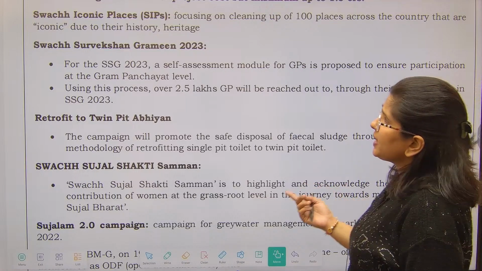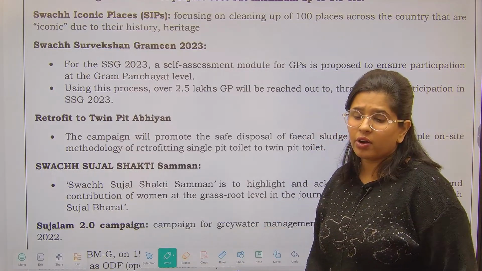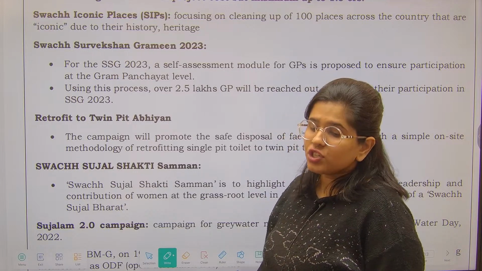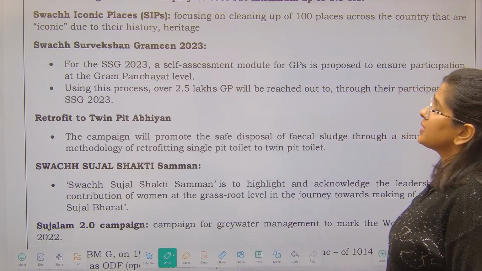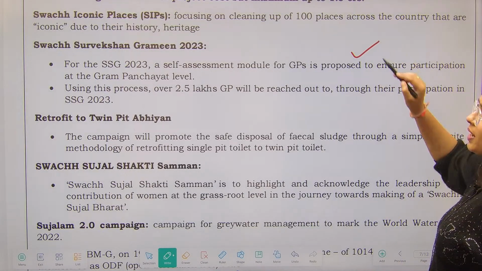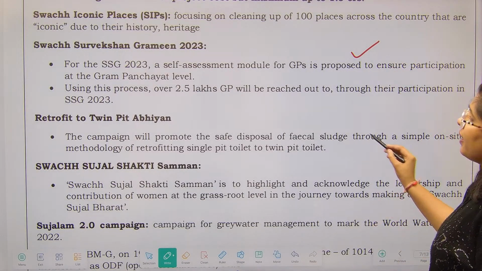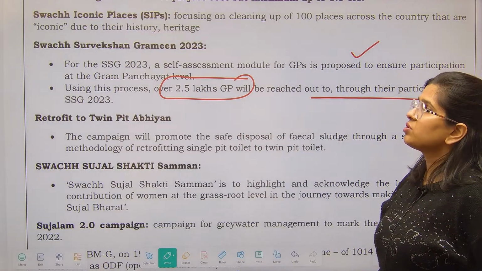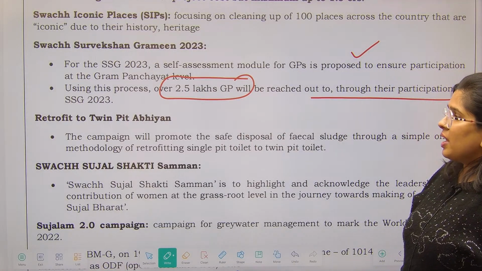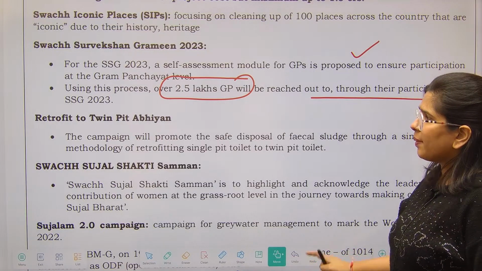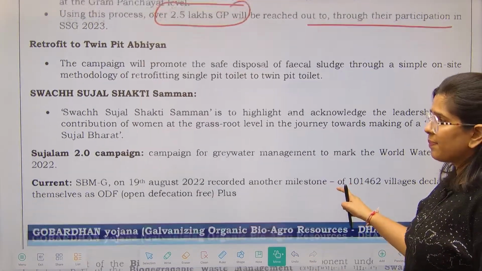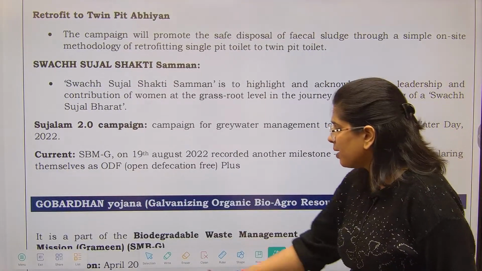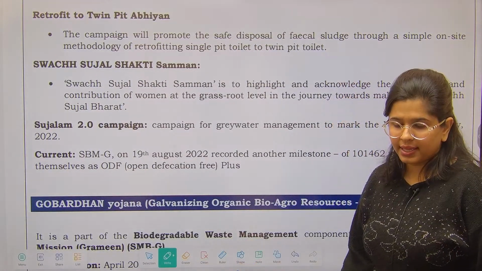So such iconic places, over here we are focusing that on our heritage areas, such kind of litter should not be there. Swachh Sarvekshan Gramin 2023, so a self-assessment module is proposed to ensure the participation at Gram Panchayat level. Here 2.5 lakh Gram Panchayats, they will be reached out through the participation in the Swachh Sarvekshan Gramin. Retrofit to twin pit abhiyan, Swachh Sujal Shakti Samman, Sujalam 2.0 campaign, right? Campaign for the grey water management. These are all the things.